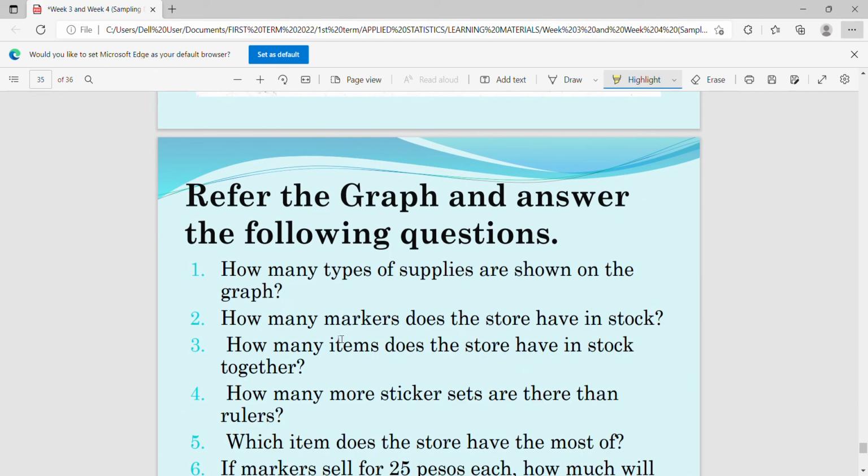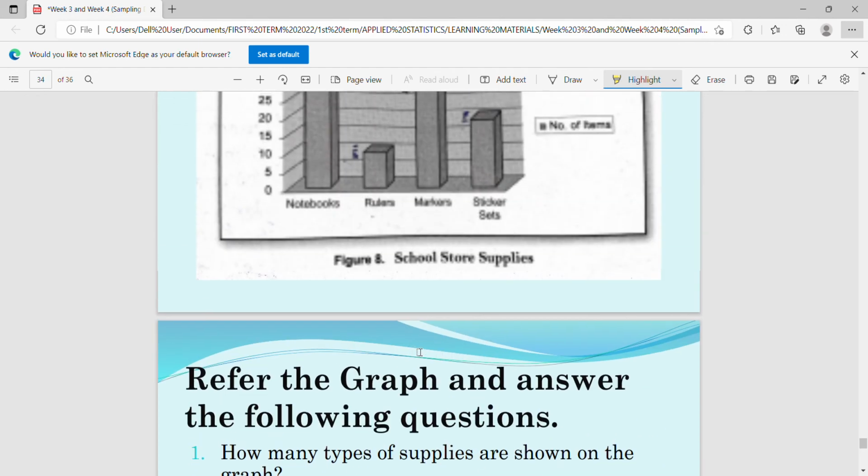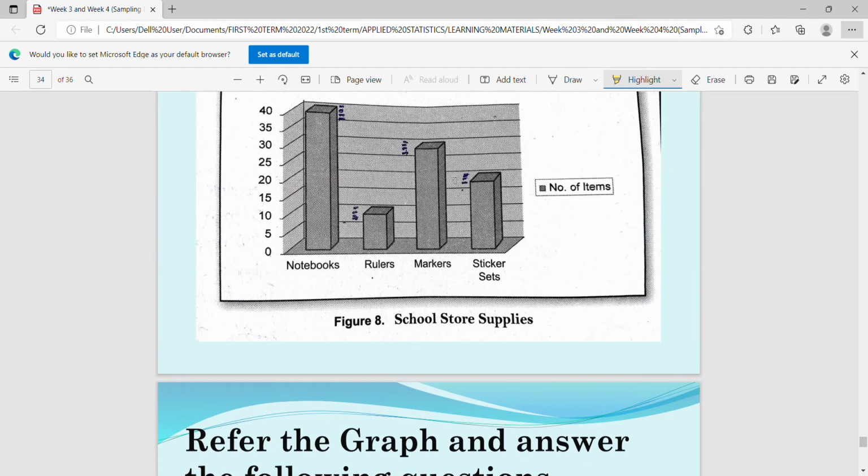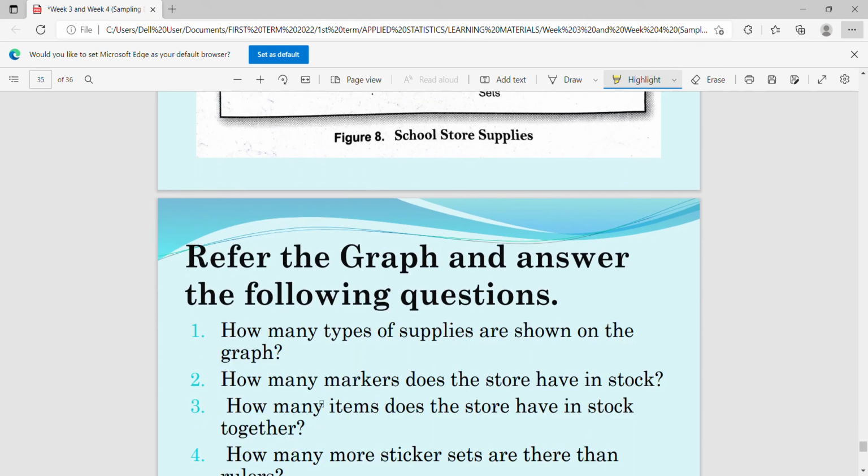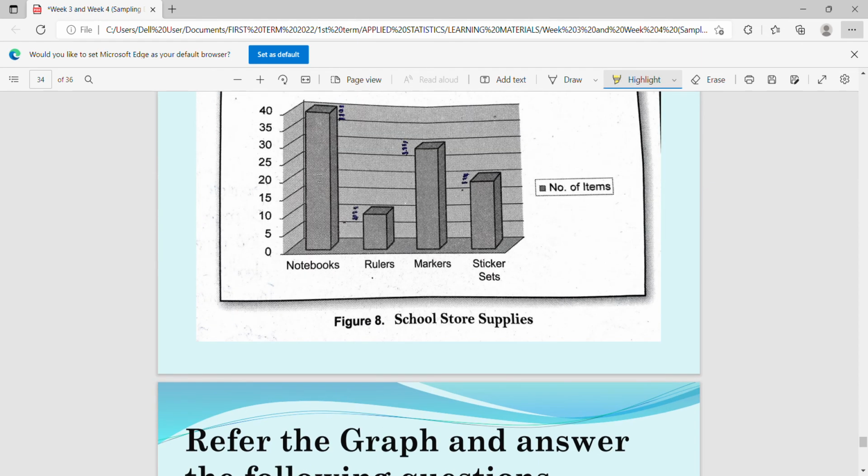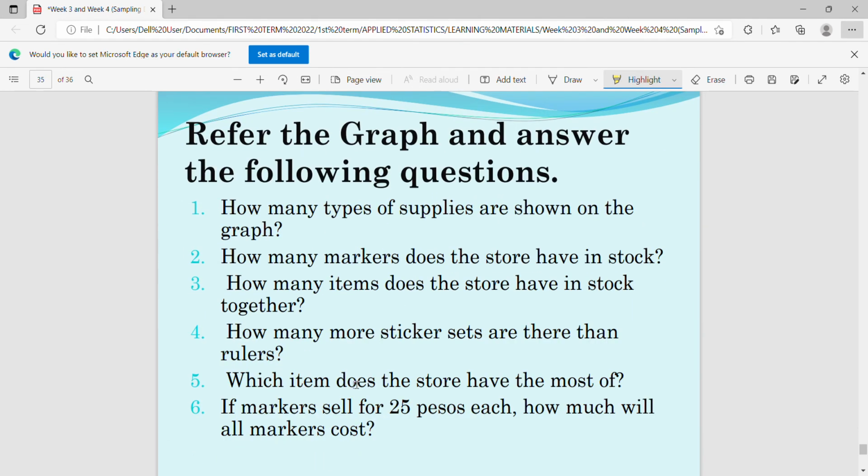How many markers does the store have in stock? Based on the graph, we're going to check how many markers. The markers is approximately 28. Kaya wala man po dyan abot sa 30. So the answer for number 2 is 28. Number 3, how many items does the store have in stock together? I-add ra nimo kung pila ang notebook, pila ang ruler, pila ang markers and stickers. That is the total and the answer sa question number 3.